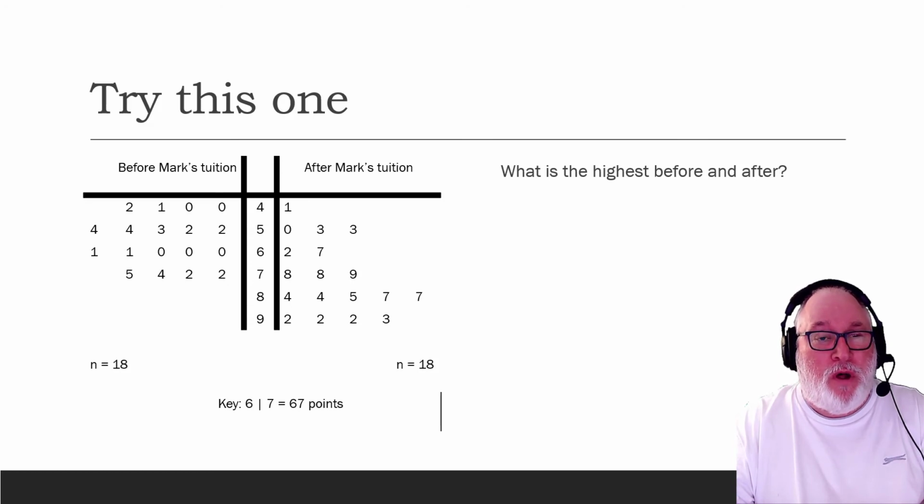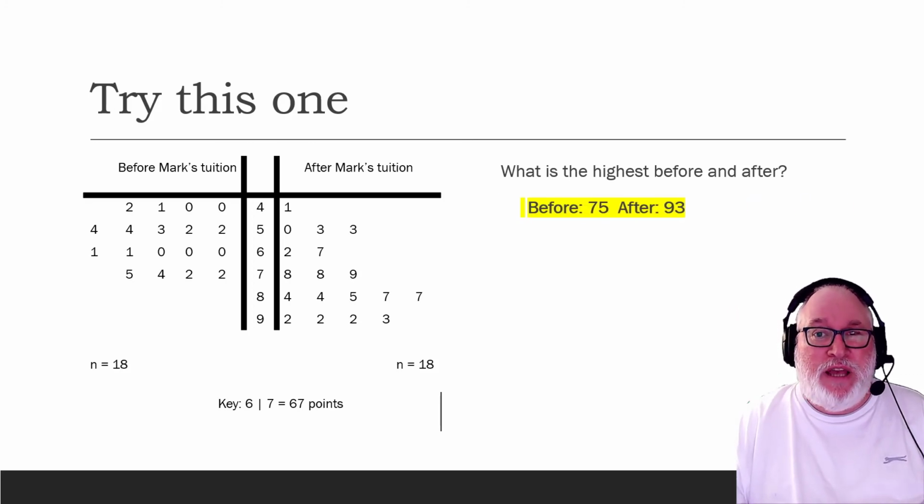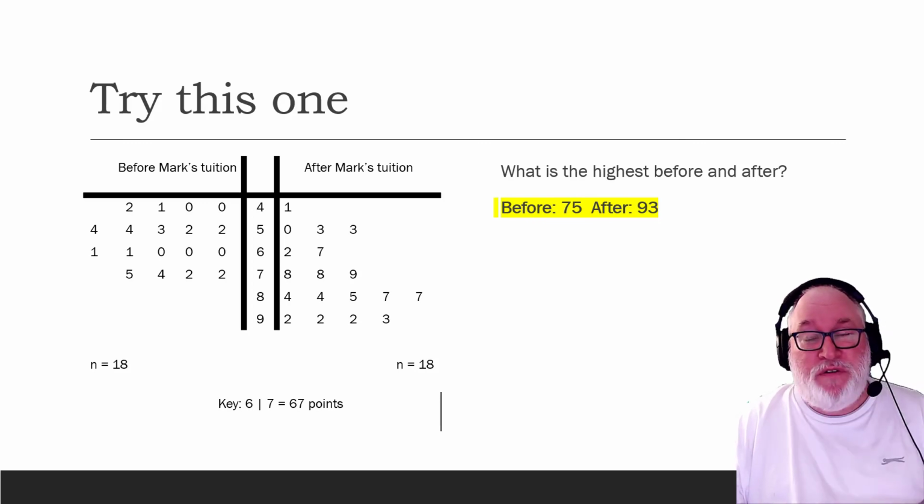So if you're looking on the column, the before Mark's tuition, if you have a look there, there's 70, it only goes up to the 7, so it's 72, 74, 75, isn't it? 75. Then if you look after Mark's tuition, it's on the right hand side, so you go then to the 9. So you get 3 people get 92, and then you get somebody with 93. Okay, so the answer, the before 75 and the after 93.